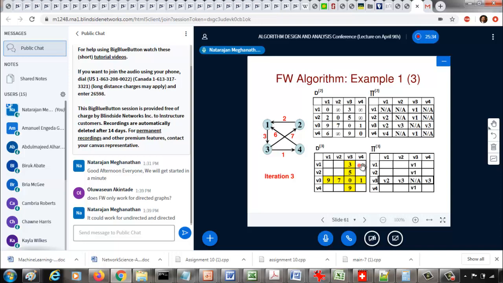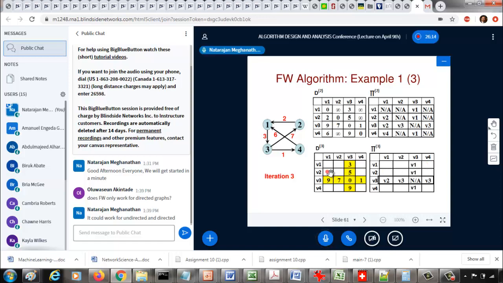So we are trying to go from V1 to V4 through V3. From V1 to V3 the distance is 3, and from V3 to V4 the distance is 1. So that's why we add the distance, 3 plus 1. 4 is less than infinity, so that's better, to go through V3. So we make it 4 here, and we have decided to go from V1 to V4 through V3. So the predecessor is going to be whatever is the predecessor from V3 to V4. From V3 to V4 the predecessor is V3, so we make that also the predecessor here from V1 to V4.